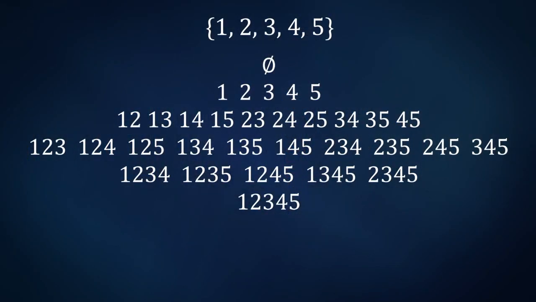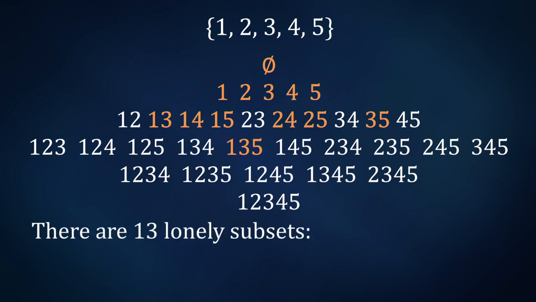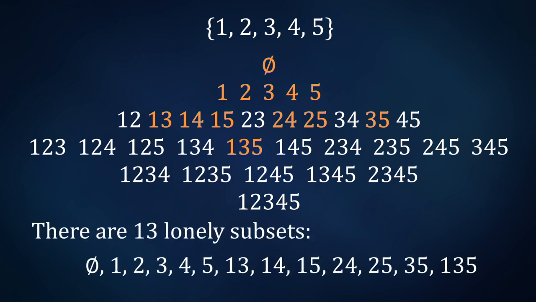I can't resist going off on a brief tangent. Here are all the subsets of 1 through 5, starting with the empty set on the top and the complete set 1, 2, 3, 4, 5 on the bottom. My question is, how many of these subsets have no consecutive numbers? I'll call these lonely subsets since no element has an immediate neighbor. Okay, so here are all the subsets of the set 1, 2, 3, 4, 5. And altogether, we can see that there are 13 lonely subsets listed here.